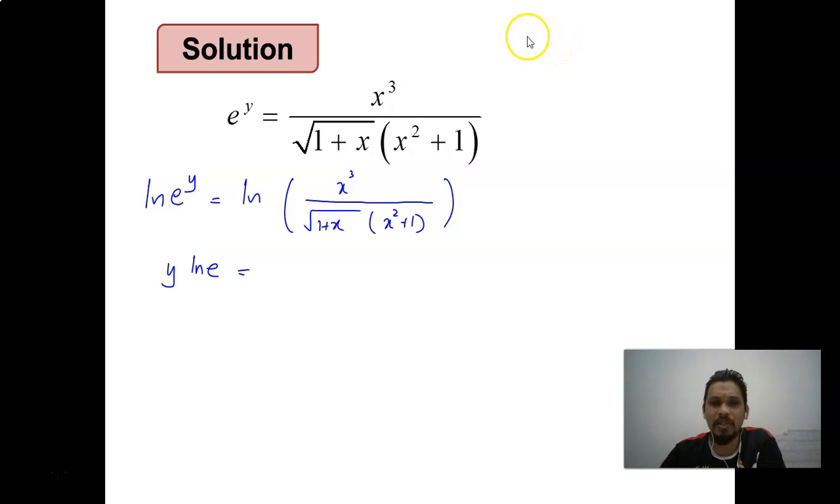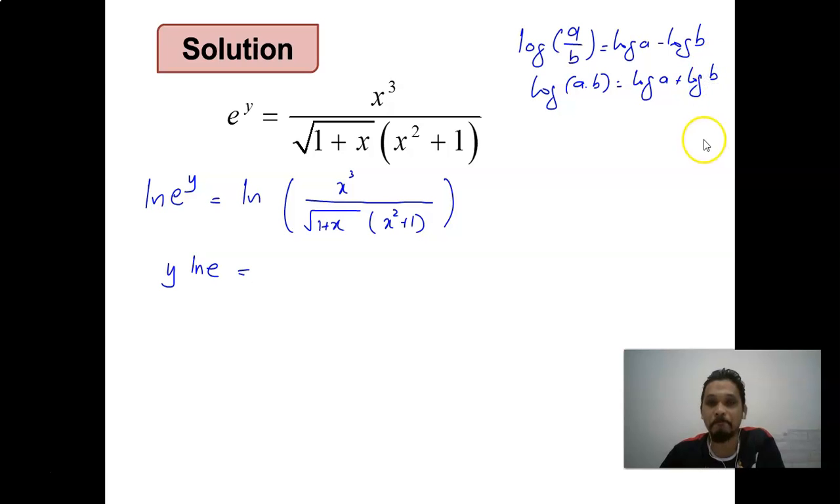Please refresh our memories about the lesson in chapter 1. Log a divided by b is log a minus log b, and log a multiplied with b equals log a plus log b. This is the method that we're going to use to simplify this expression.